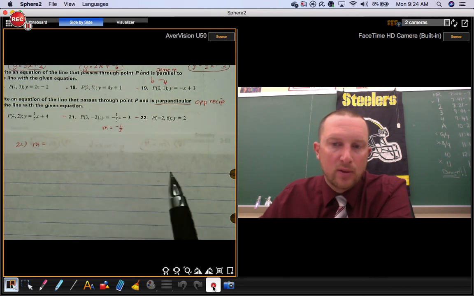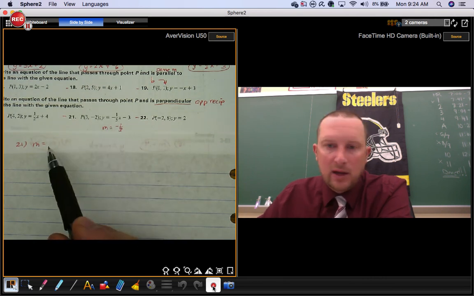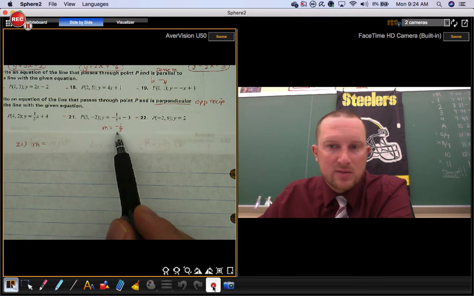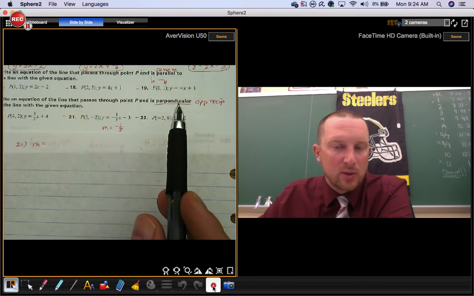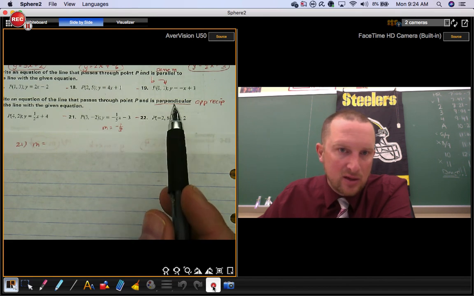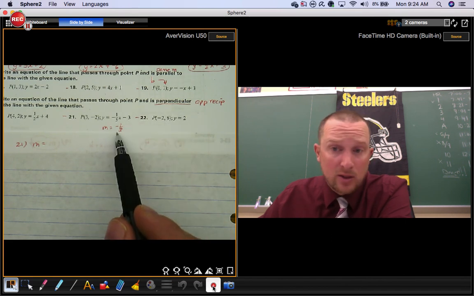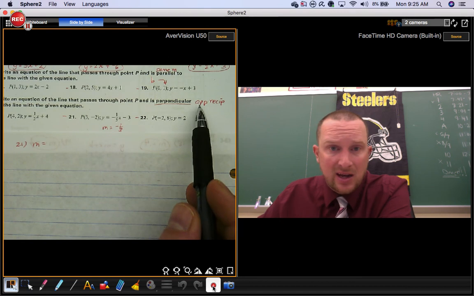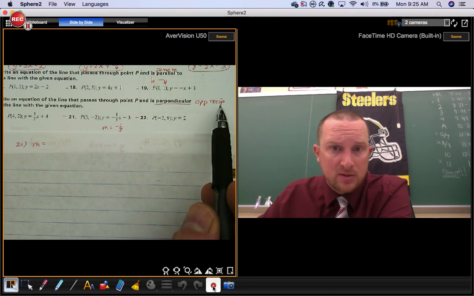That's really important. Now, the new line that I'm going to write is not going to have the same slope because we want the lines to be perpendicular. So I need to adjust this slope to guarantee that it's perpendicular. Here's how you do it. You got to do two things. You got to change the sign and you got to flip the fraction, opposite reciprocal.